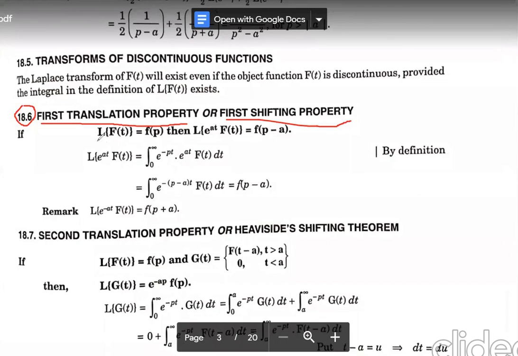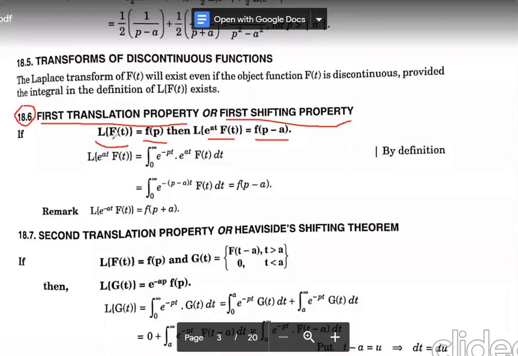So suppose the Laplace transform of f of t is f of p, then it says that the Laplace transform of e to the power at into f of t should be f of p minus a. So this is called shifting property, or first shifting property or first translation property.